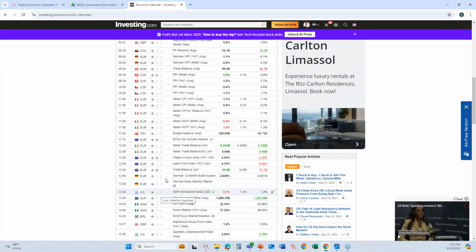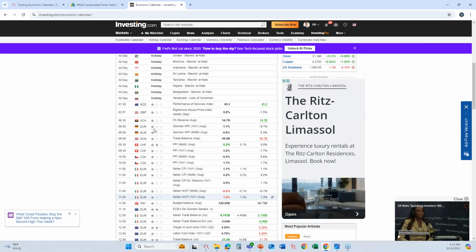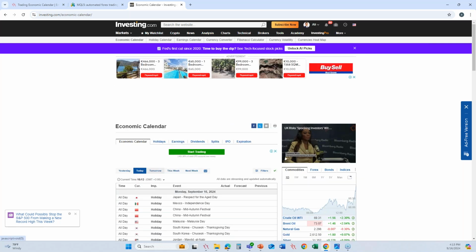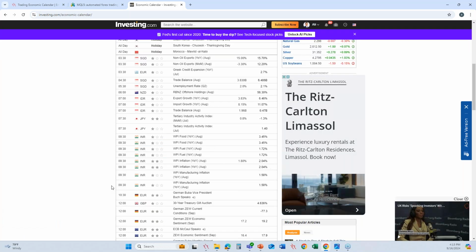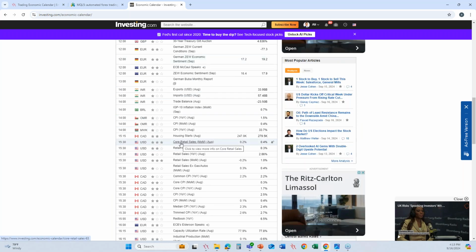It's very easy to use and very easy to understand, because when you see three-star events, it means they are very important to the market. So far we don't have any for today, but if I go to tomorrow here, you will see there is core retail sales for the US that will be released tomorrow at 15:30 GMT+3, and it can impact the US dollar for sure.